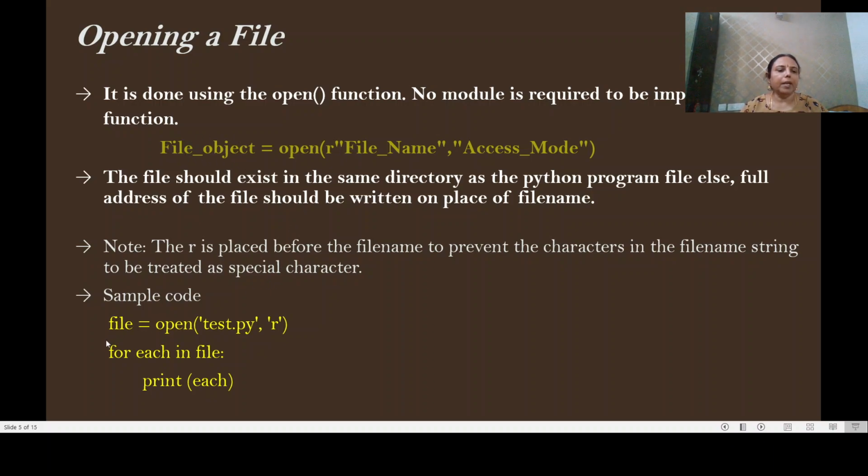Say for example, you are opening a file, open test.py, and you have mentioned the mode as R, and you are storing it in the file. Then thereafter, you can read the contents of the file by using for each in file: print each. Each is a variable. So it will display the contents of the file. It will read each and every character in the file and print those characters. So that is what this example is about.